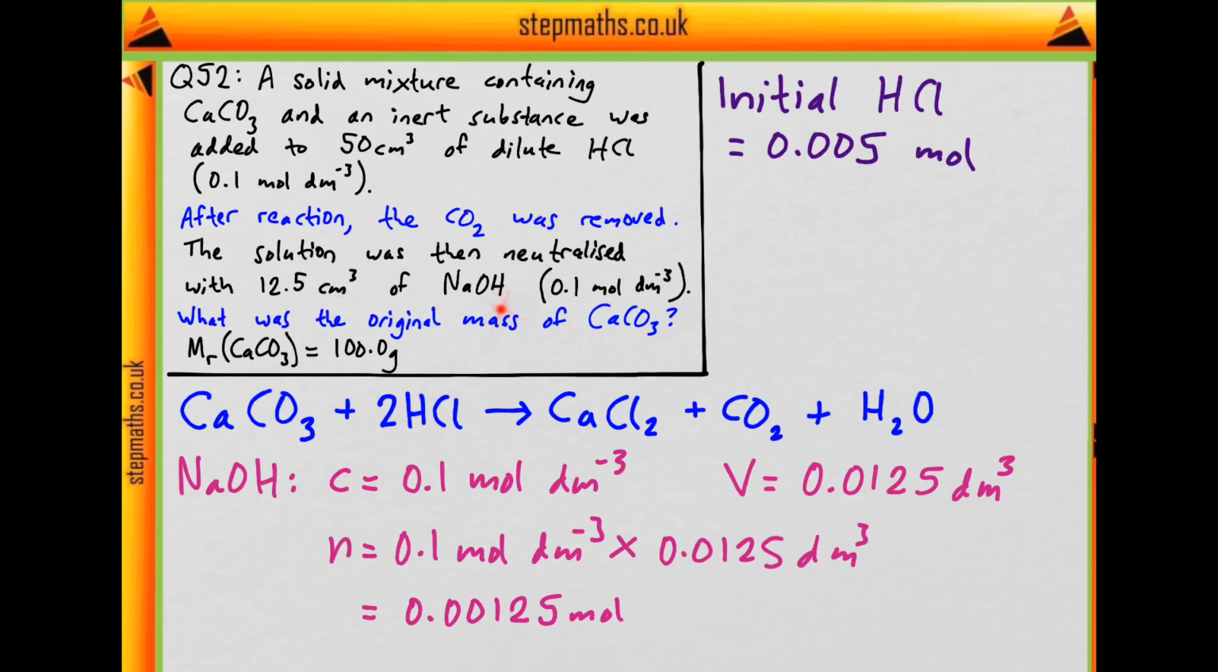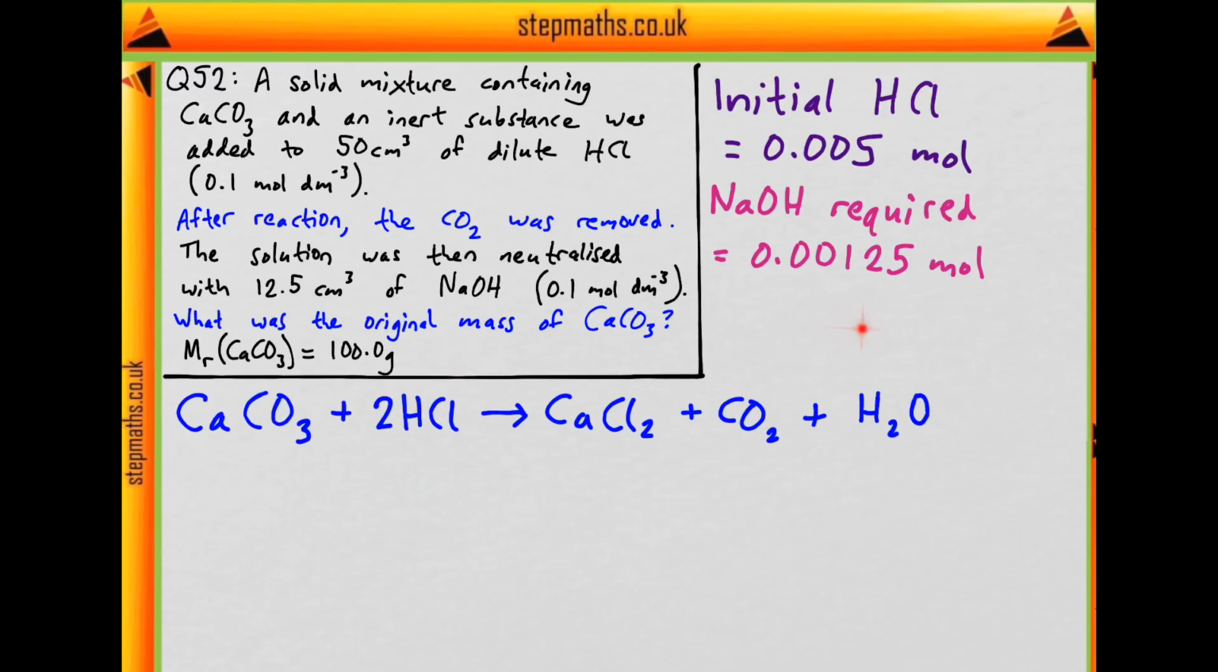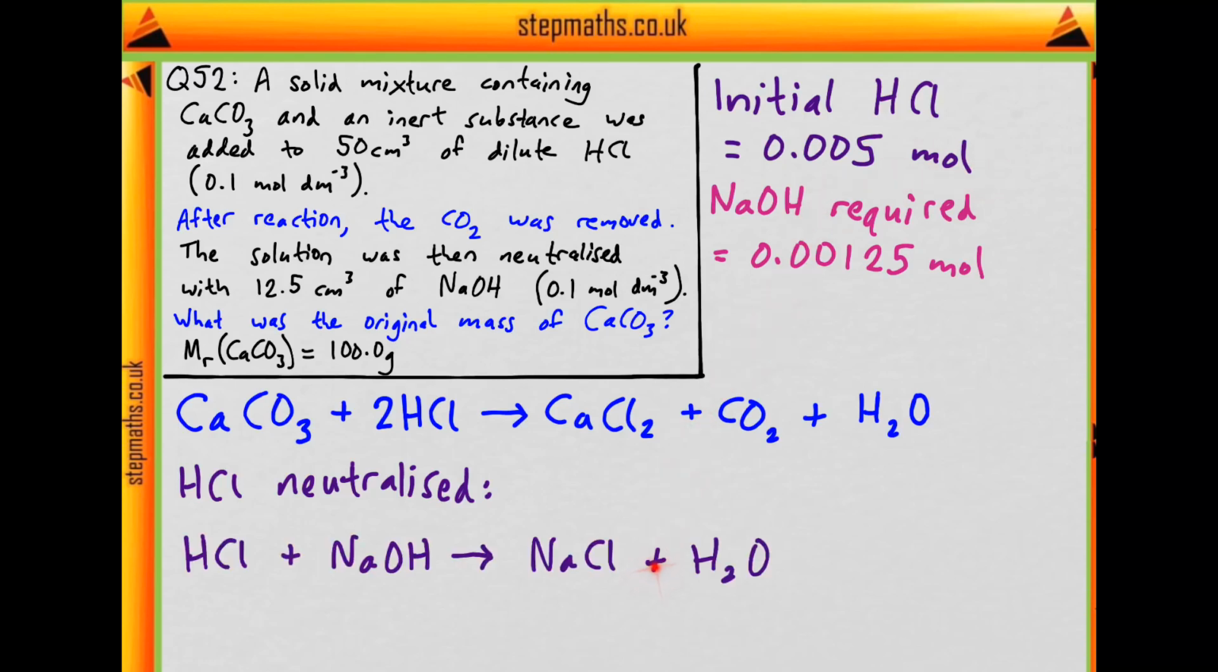the hydrochloric acid. So what does this information tell us? We started with this much hydrochloric acid, and the hydrochloric acid left over after this reaction needed this much sodium hydroxide to be neutralized. How much hydrochloric acid does this correspond with? Well, if you think of the equation between hydrochloric acid and sodium hydroxide, what's the reacting ratio? If you can't remember, just draw this equation. So it's 1-to-1 between hydrochloric acid and sodium hydroxide, so it's going to be the same number of moles of hydrochloric acid that was neutralized.